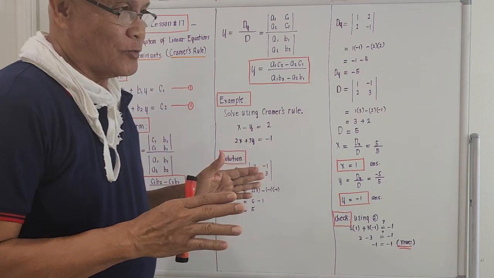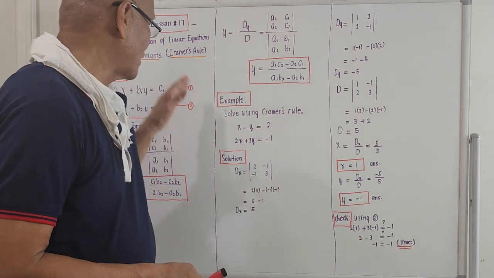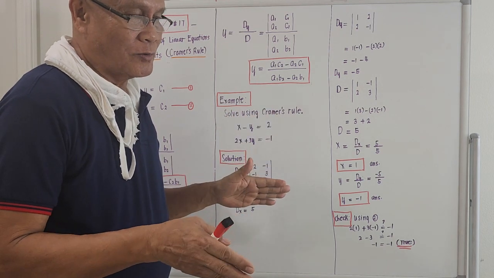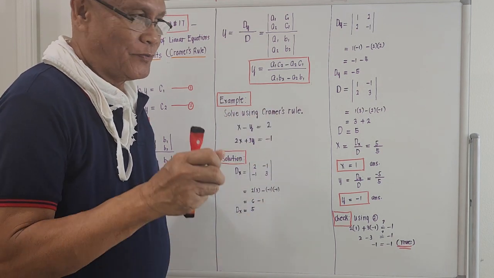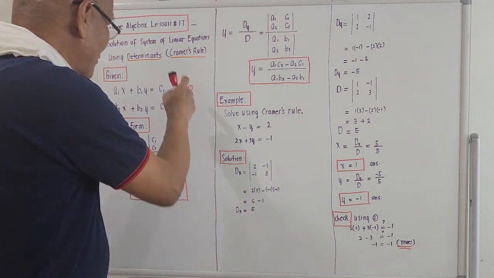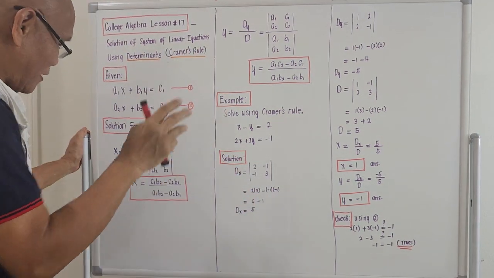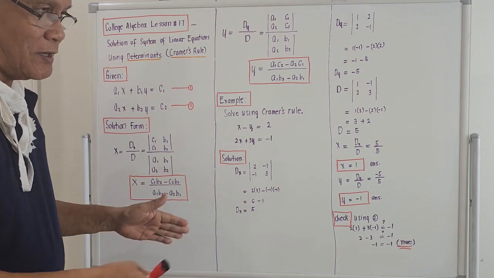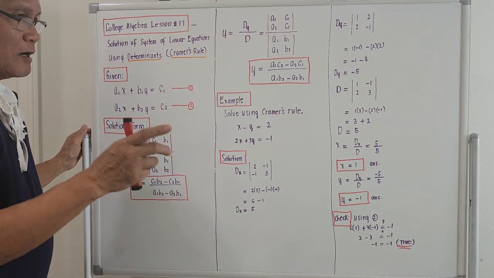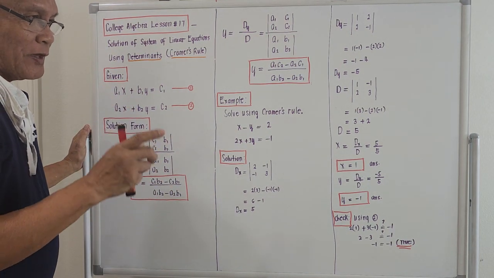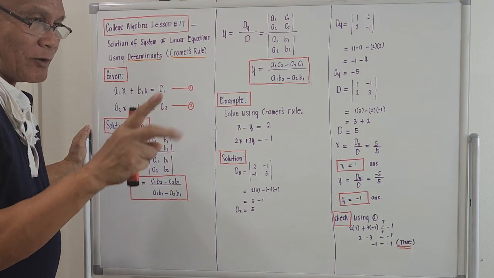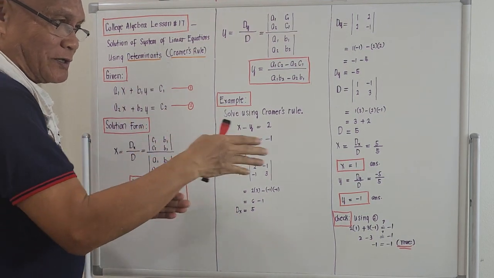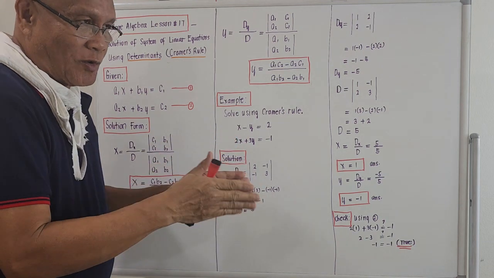But since we are discussing the concepts of Cramer's rule, we will try to bring out the concept on how to solve a linear equation using the determinants or Cramer's rule. To simplify the concept of determinants, we will just let, for the meantime, the system of linear equations involve only two unknowns. Because if we go to three unknowns, that will be a different story.